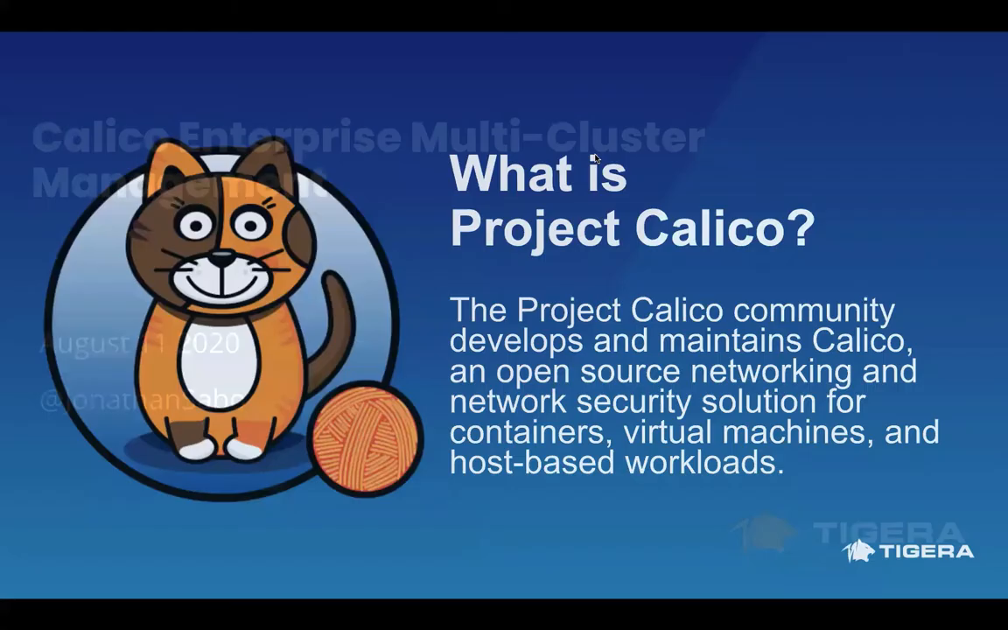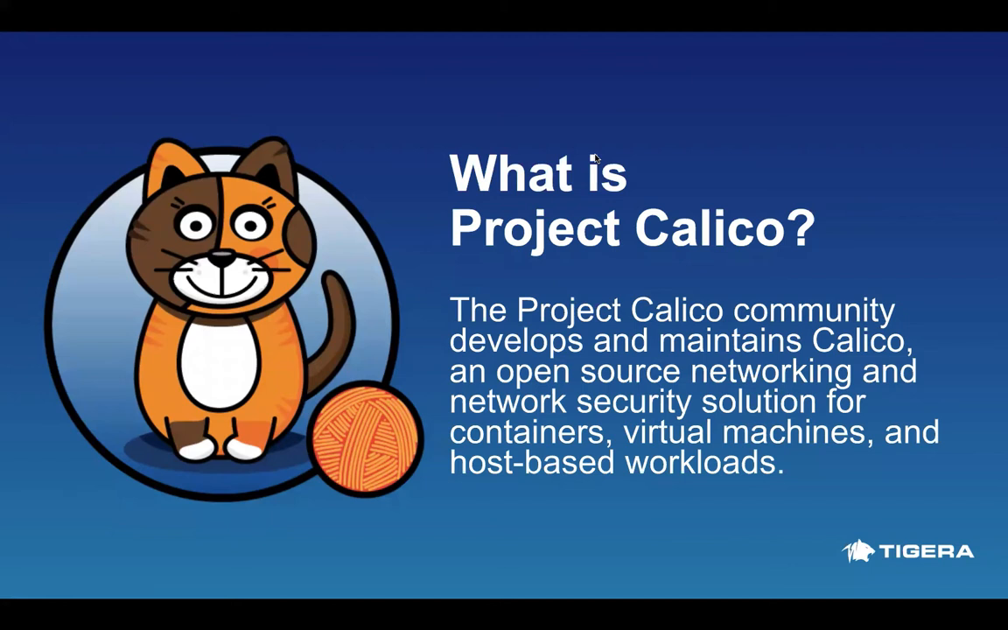But first, for those of you who aren't familiar, Project Calico is a community of developers and engineers that maintain Calico. Calico is an open source networking and network security solution for containers, virtual machines, and host-based workloads. Project Calico is pretty ubiquitous as far as providing connectivity and network security for Kubernetes, but it also has the ability to apply policy and secure workloads running on VMs and bare metal nodes outside of the Kubernetes cluster.